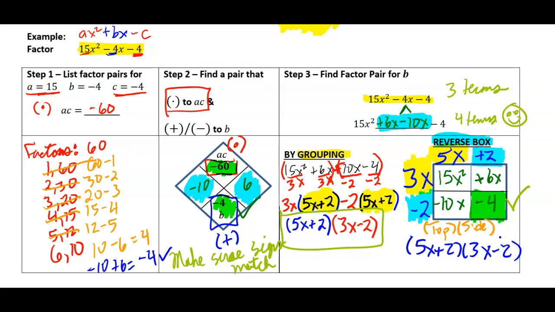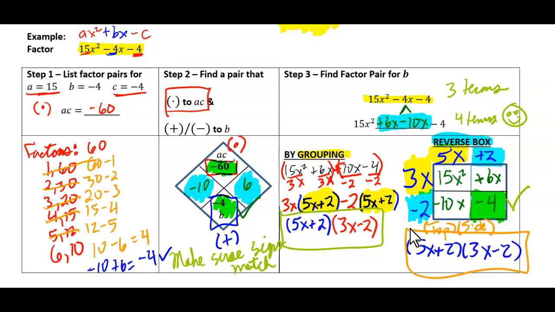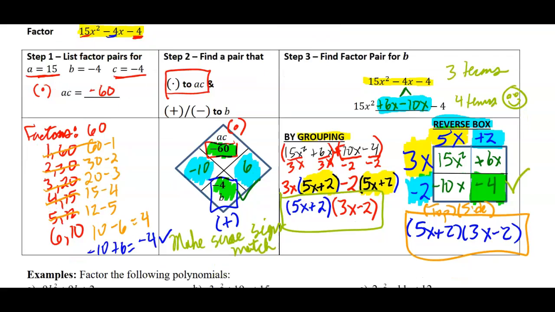What I should notice here as well is that this factor pair, 5x plus 2 times 3x minus 2, is exactly the same as the other factor pair. And that is what has to happen because these are two different strategies that should give you the same set of factors. Okay.